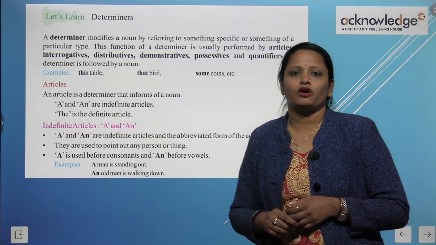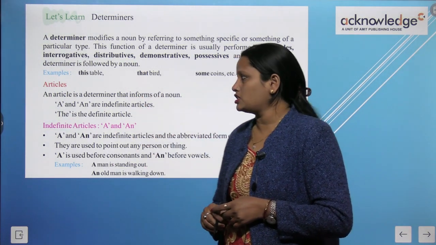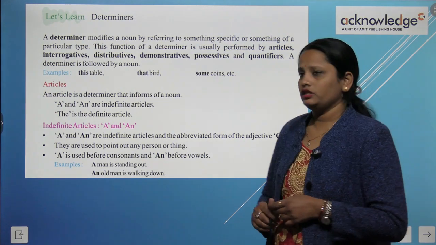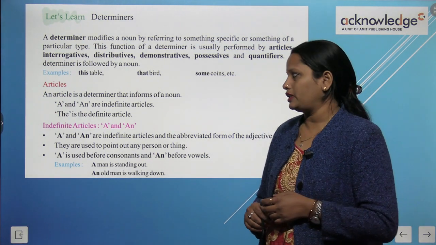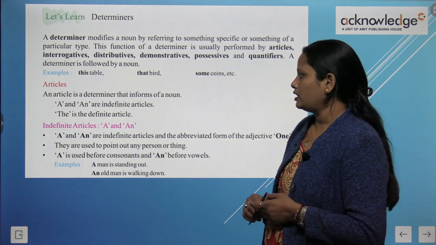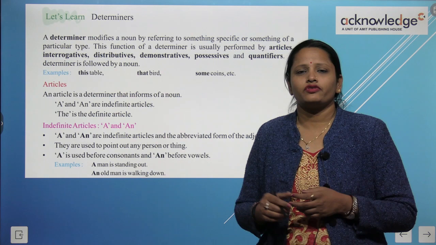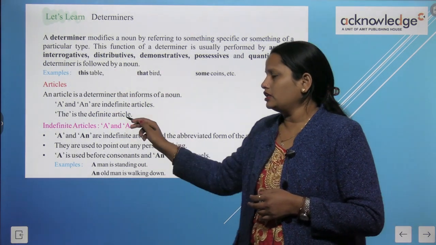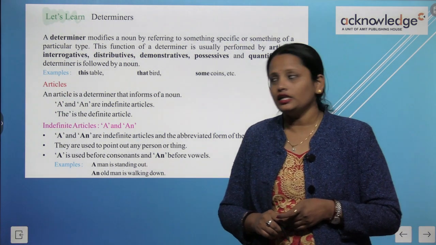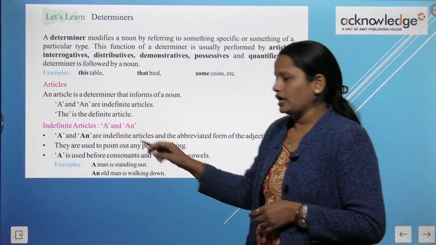So the first point that we are going to learn is articles. An article is a determiner that informs of a noun. So noun के बारे में ये बताता है. For example, a and an are indefinite articles. So a और an को हम indefinite article कहते हैं. The is the definite article. The जो है definite article है.